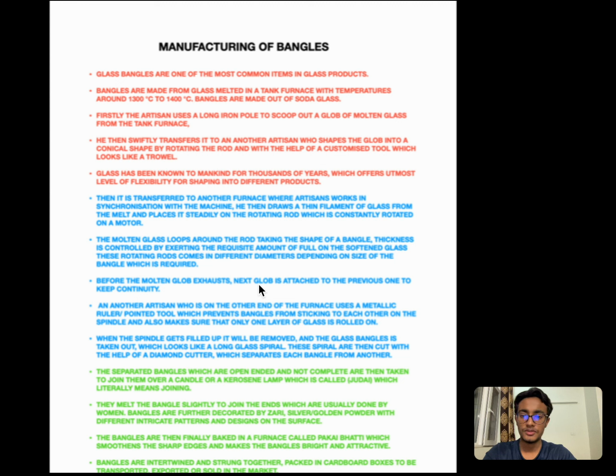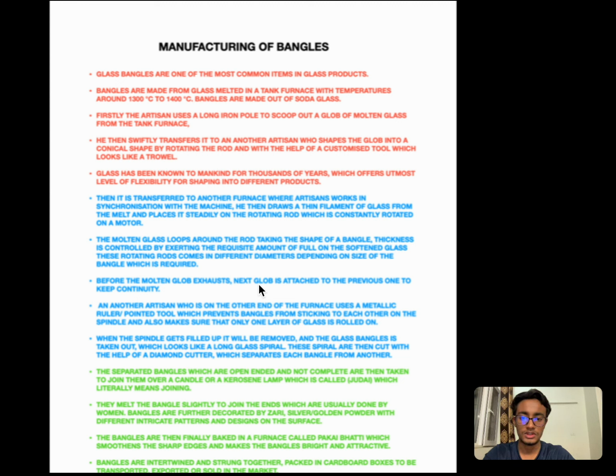He then swiftly transfers it to another artisan who shapes the globe into a conical shape by rotating the rod and with the help of a customized tool which looks like a trowel. Glass has been known to mankind for thousands of years, which offers utmost flexibility for shaping into different products. Then it is transferred to another furnace where the artisan works in synchronization with the machine.